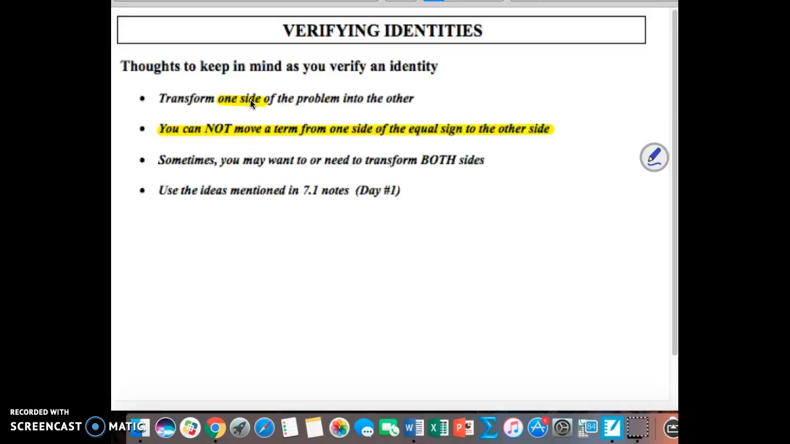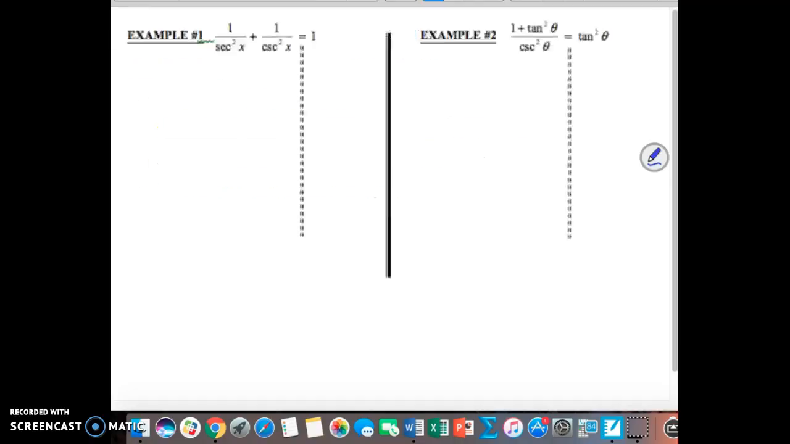In order to complete the problems today, it's important to use the materials mentioned in 7.1 notes, specifically the techniques for simplifying trigonometric expressions. This included substituting an identity, changing all terms into sine and cosine, multiplying by a form of 1, getting a common denominator, factoring, or multiplying by a conjugate. So we will see many examples today.